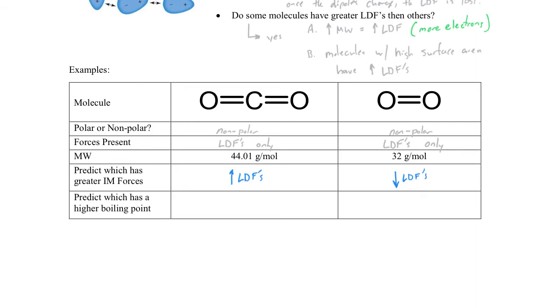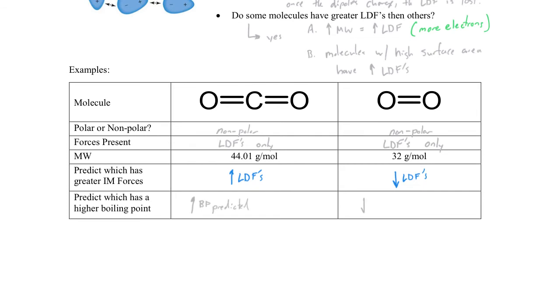So if that sample needs more energy to separate the particles from one another, it follows that it must have greater forces holding those particles together. So what can we predict about carbon dioxide versus oxygen? Well, if carbon dioxide has greater forces holding it together, it should have a greater boiling point than oxygen. So let's write our predictions down and then look up the value for the boiling point for each of these.